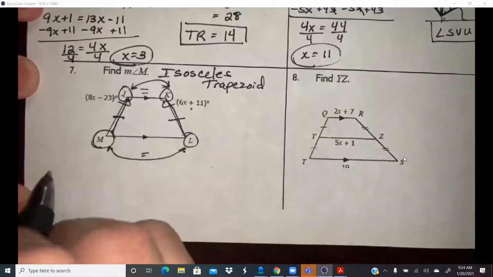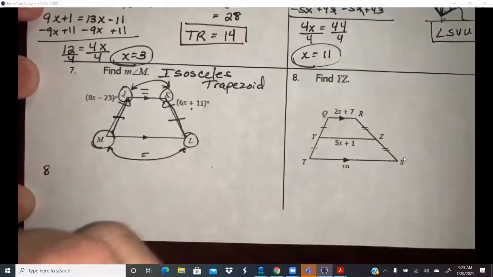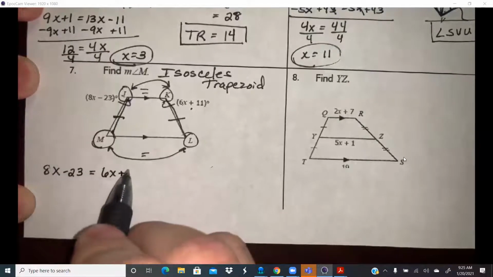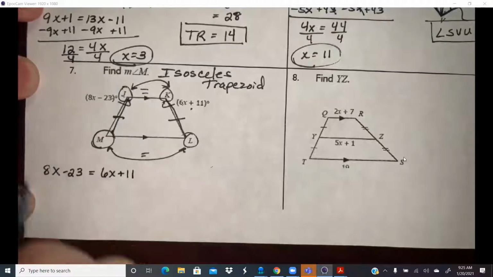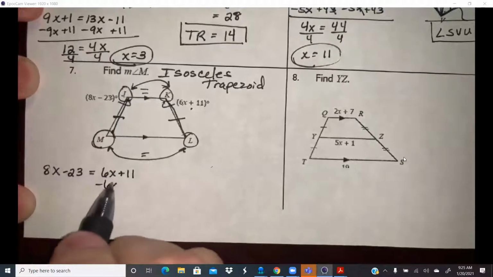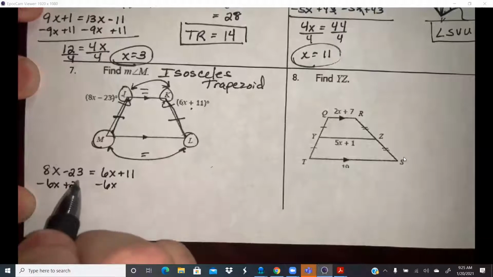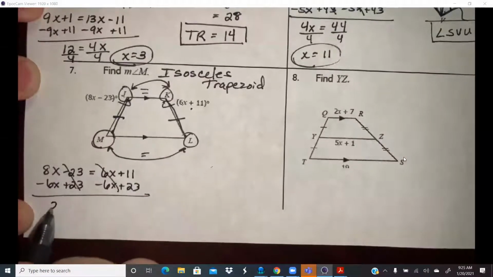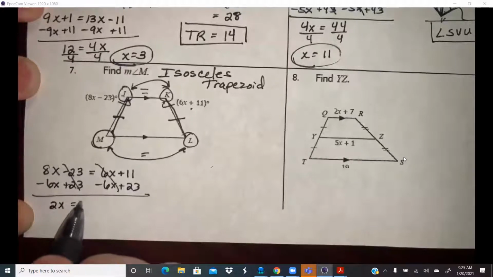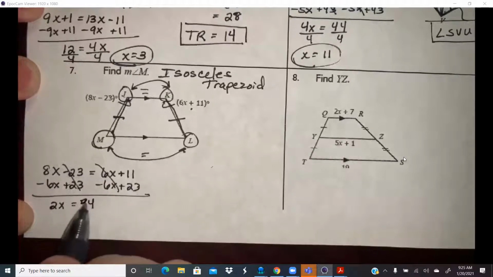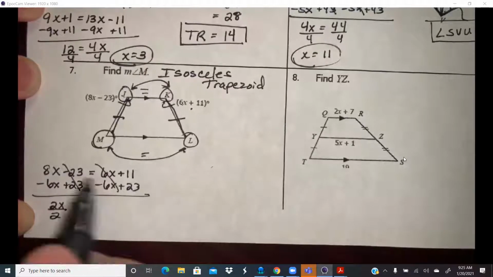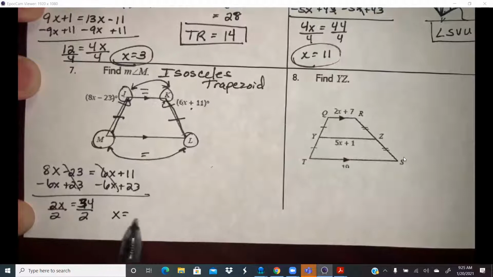Anyways, sorry about that. Obviously, I'm recording this during class. So I have 8x minus 23 is equal to 6x plus 11. I'm going to move the 6x to this side and add 23 to the other side. As those cancel, I have 2x is equal to 34. Divide both sides by 2, and I get x is equal to 17.